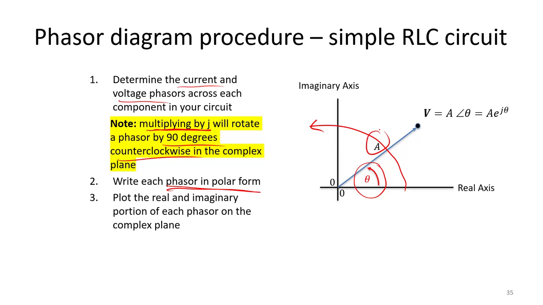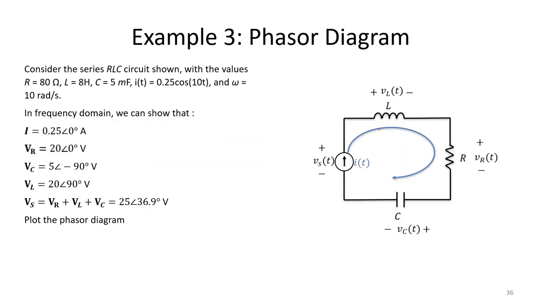Let's do a quick example. Suppose we have this RLC circuit shown here. We're given all the values of our resistor, inductor, and capacitor. We also know our current, and we know our frequency is 10 radians per second. If we were to change this circuit to frequency domain, we would be able to show that our current is given by 25 angle 0 degrees amperes. And using Ohm's law, we can find all the voltages across each component.